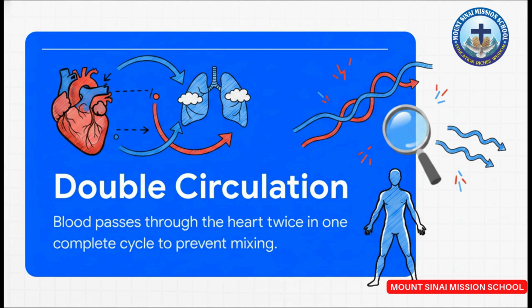This simply means that in one complete cycle, blood passes through your four-chambered heart twice. First, the pulmonary circulation pumps blood to the lungs to grab that oxygen. Second, the systemic circulation pumps that fresh, oxygenated blood out to the rest of the body.